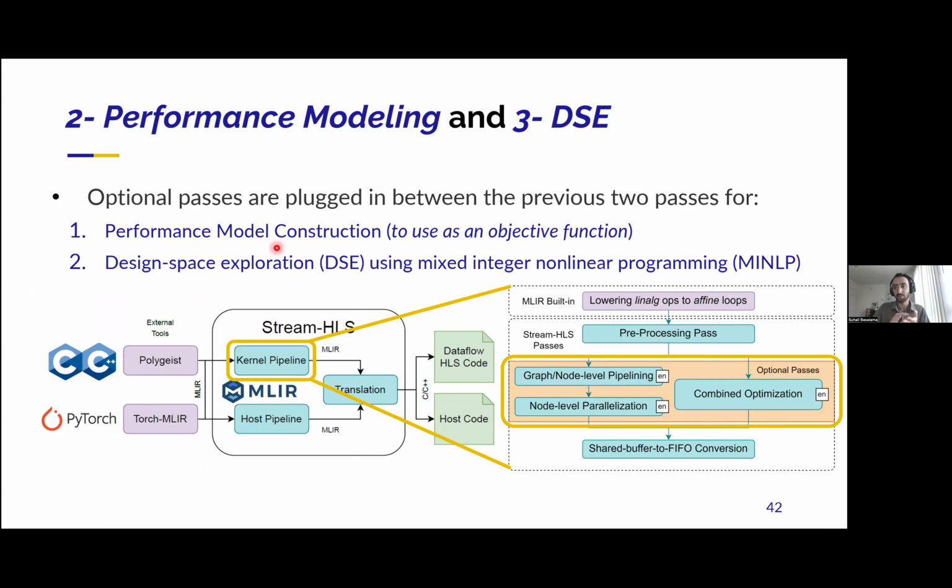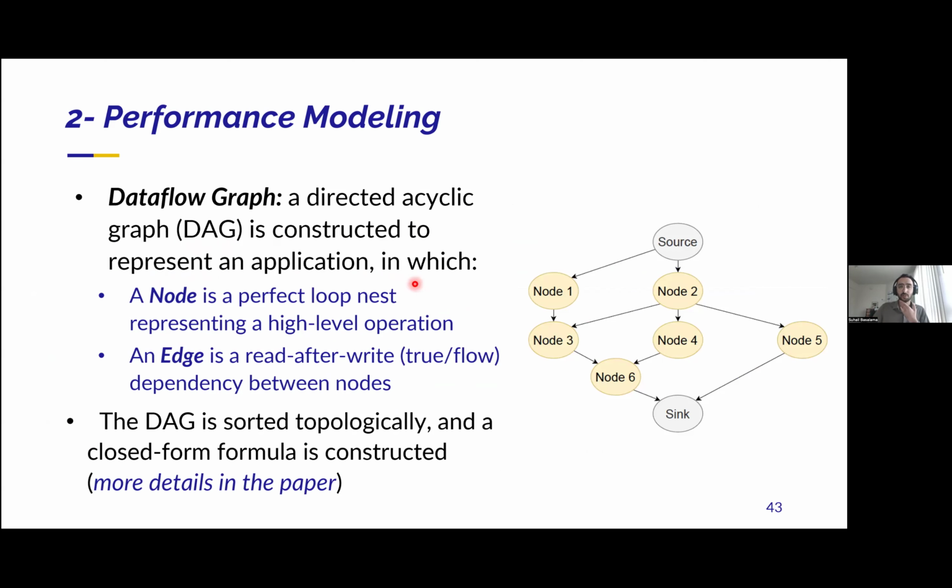There are optional passes plugged between these two passes that I just mentioned, which will create a performance model to use as the objective function to search for good design parameters. And then the design space exploration will use mixed integer nonlinear programming. For performance modeling, we create a Dataflow graph, which is basically a directed acyclic graph, where a node represents a perfect loop nest, representing a high-level operation like matrix multiplication or convolution. And then an edge is a read after write dependency.